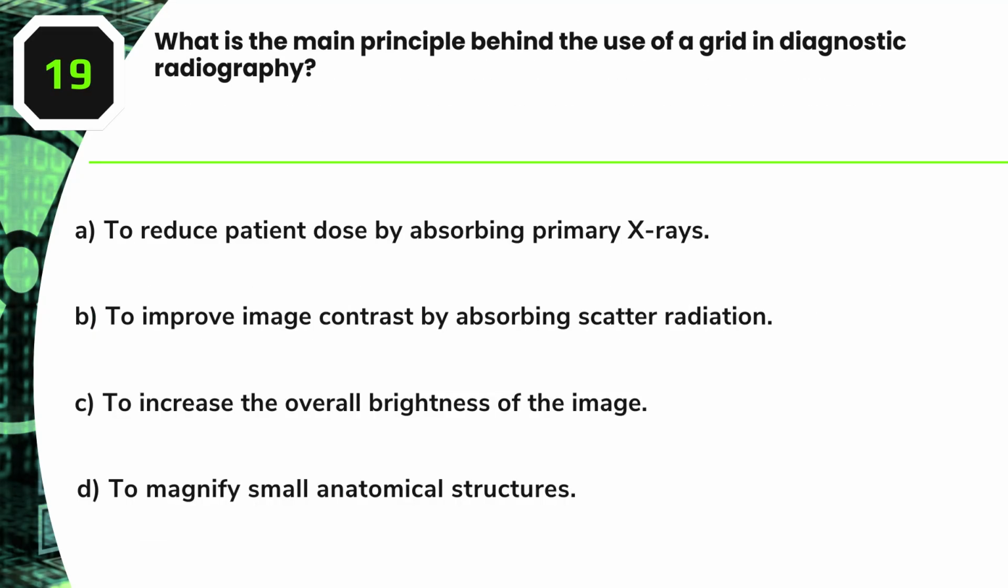Question 19. What is the main principle behind the use of a grid in diagnostic radiography? A. To reduce patient dose by absorbing primary X-rays. B. To improve image contrast by absorbing scatter radiation. C. To increase the overall brightness of the image. D. To magnify small anatomical structures.